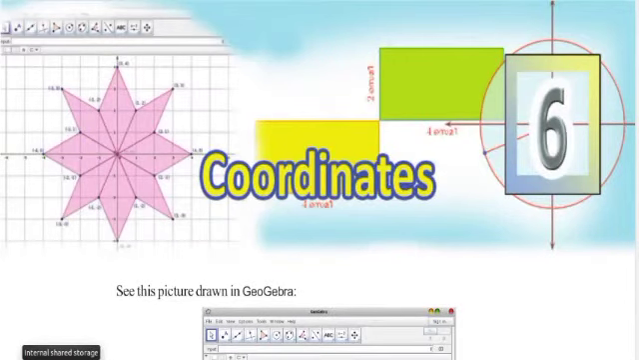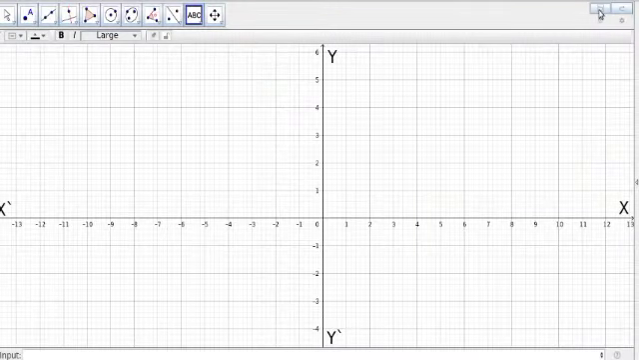Hi everyone. Today I am here to discuss the lesson coordinates, which is the 6th chapter of our textbook. Coordinate geometry is the branch of mathematics in which two numbers are used to represent the position of a point with respect to two mutually perpendicular lines called coordinate axes.